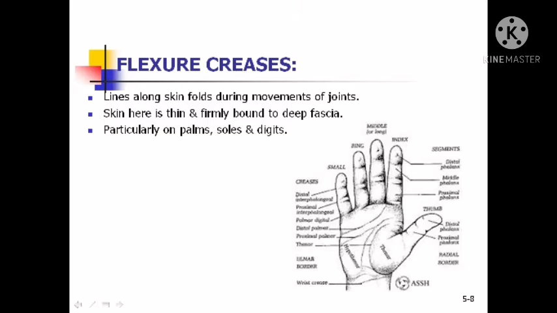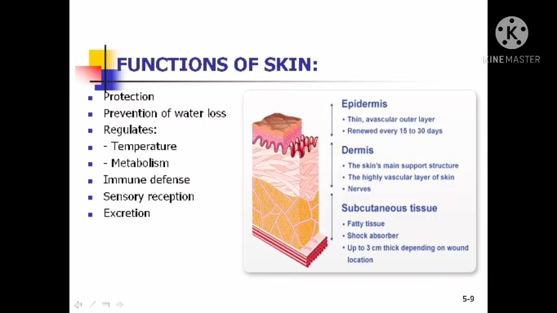Flexure creases. These are lines along the skin folds during movements of joints. The skin here is thin and firmly bound to the deep fascia, and these are particularly present in the soles, in the palms, and in the digital areas.